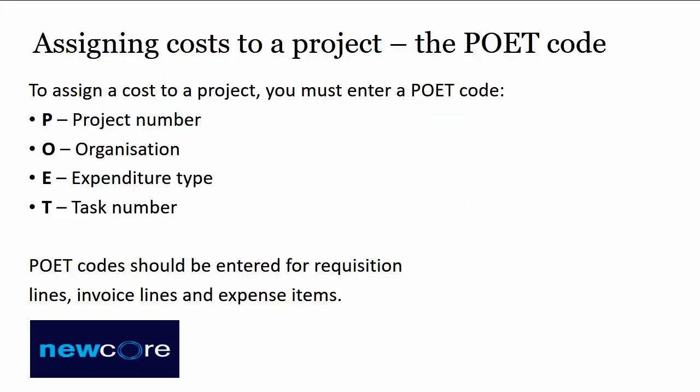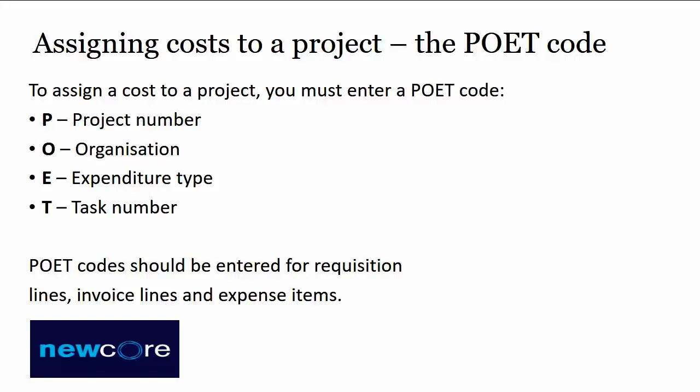A few words about the POET code. So the 7 segment value, that's one thing. POET code is another. Every research project, because of its nature, has a funder, and sometimes it cuts across different organizations. By organizations, I mean colleges and schools. They have their own separate budget, and they also have their own separate subledger.